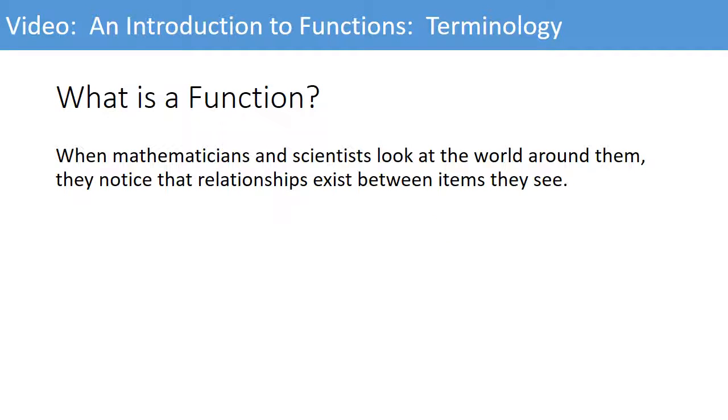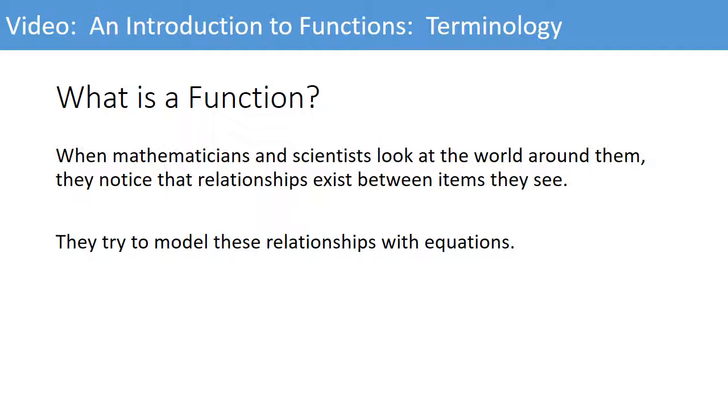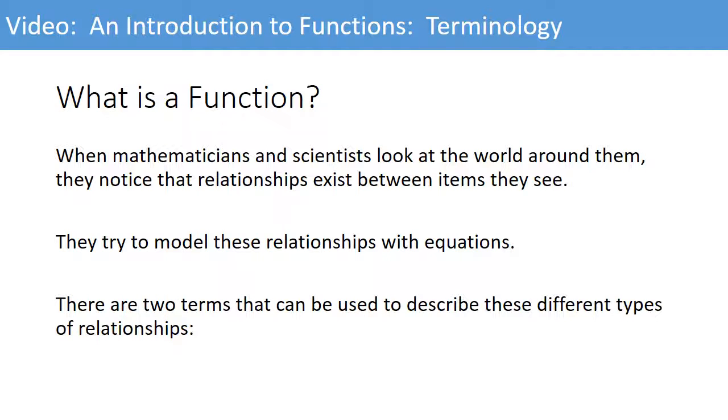When mathematicians and scientists look at the world around them, they notice that different types of relationships exist between the many items that they see. They try to model these relationships with equations. There are two terms that can be used to describe these different types of relationships.